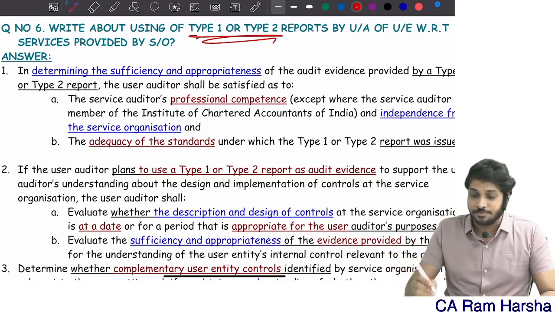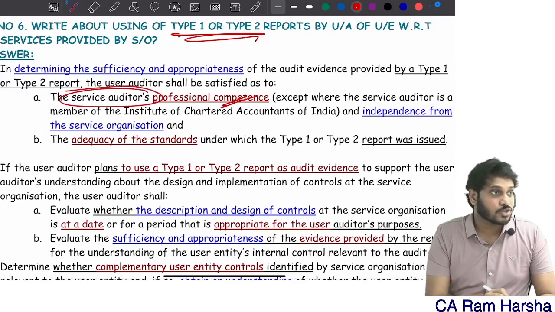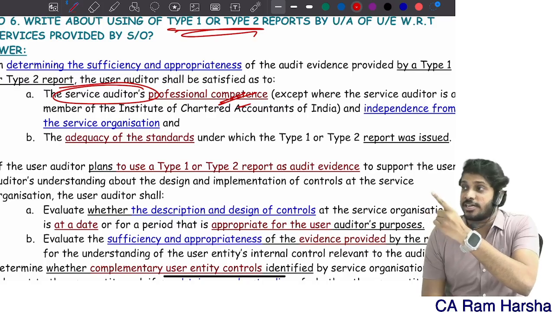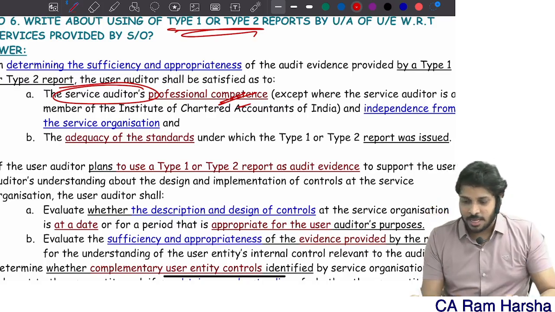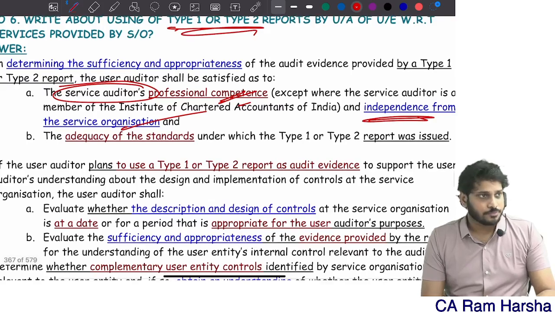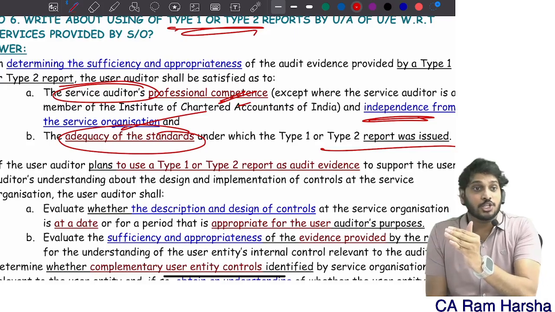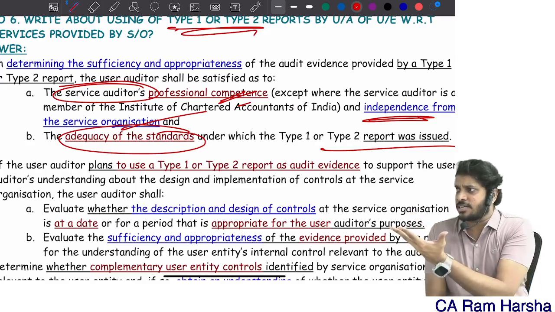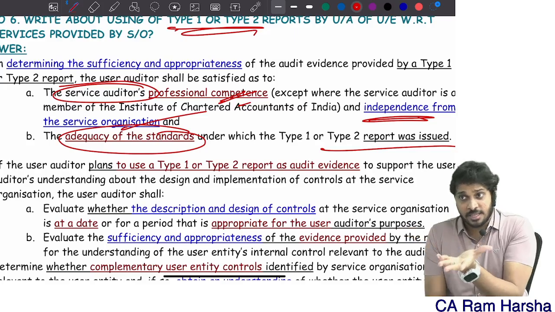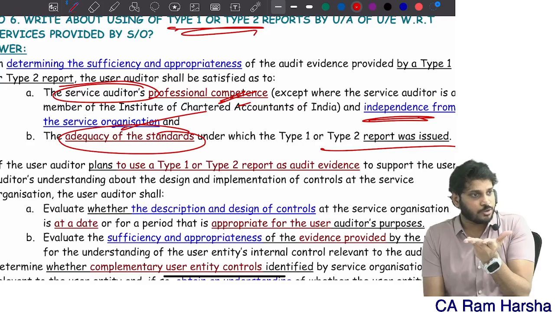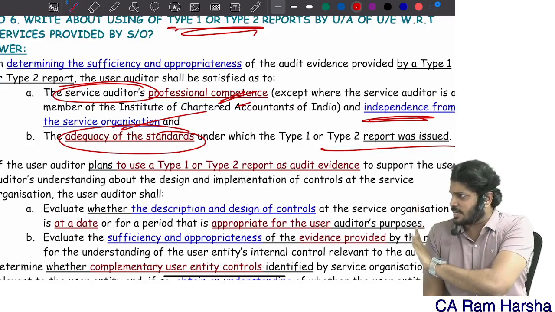So you should check the competence of the service auditor. Generally, this checking is not required if the service auditor is a chartered accountant like you. Getting it? And independence also you should check: what standards the service auditor is following in issuing the report. In the service audit report, he will mention which standard he followed. In the report of type 2 which I showed, they said, we performed the assurance engagement as per 3402. Like that, some points they will tell.